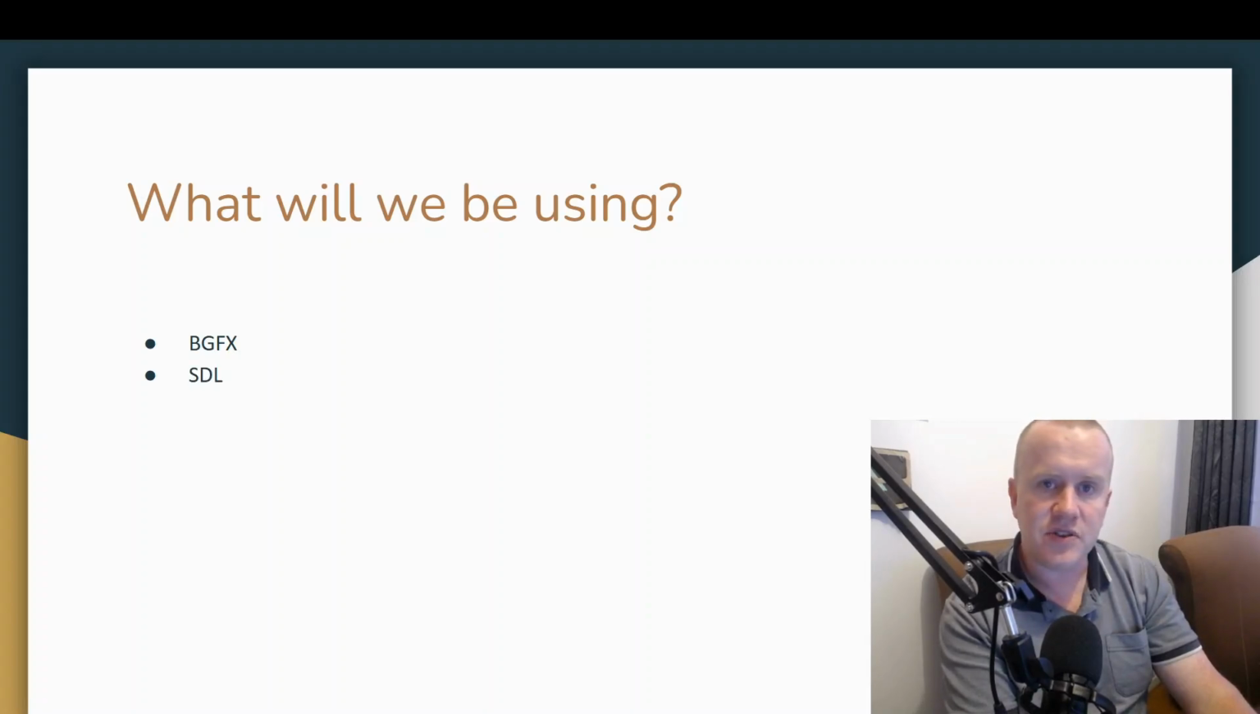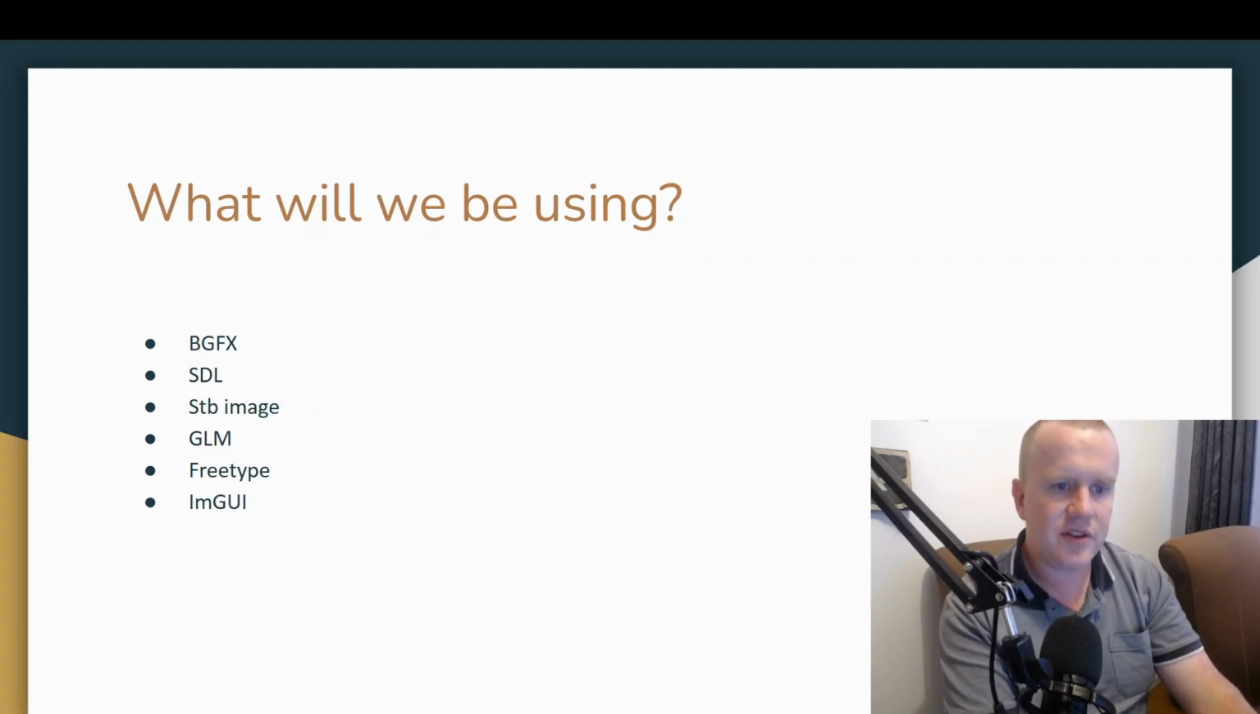We're going to be using SDL for window management. We're going to be using STB image to load images from the drive. We're going to be using GLM as the vector and matrix library. FreeType to load the fonts from the drive, and IMGUI. Now this whole project will be posted to GitHub, and I'll put a link in the description below.